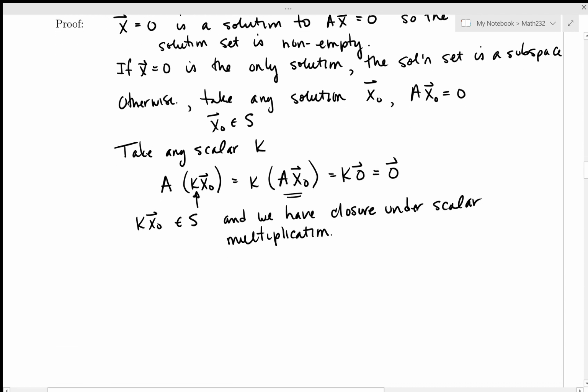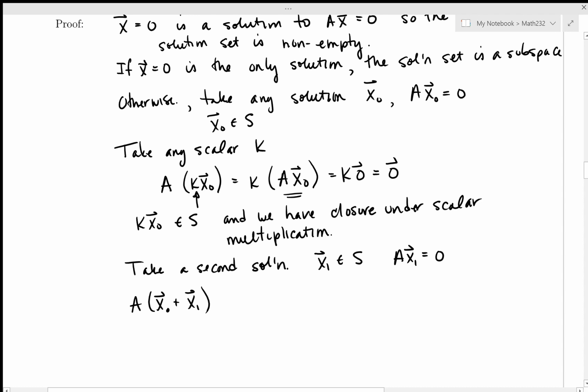All right, so now let's take a second solution. Let's call that guy x1. x1 is a solution, so it's in the solution set. And because it's a solution, we also have that A times x1 is 0. So now let us consider the sum of those two solutions. Here is the sum of these two solutions.